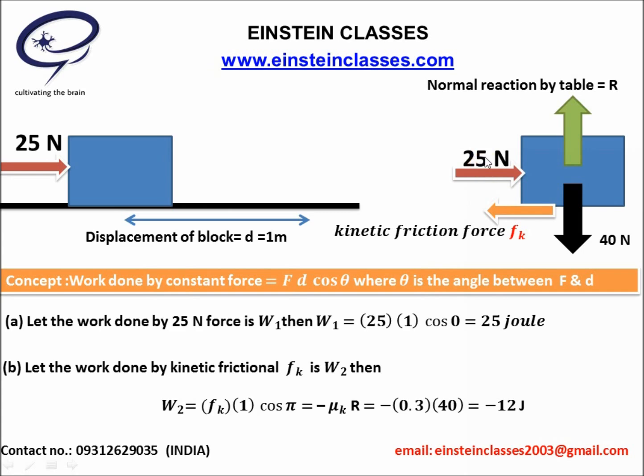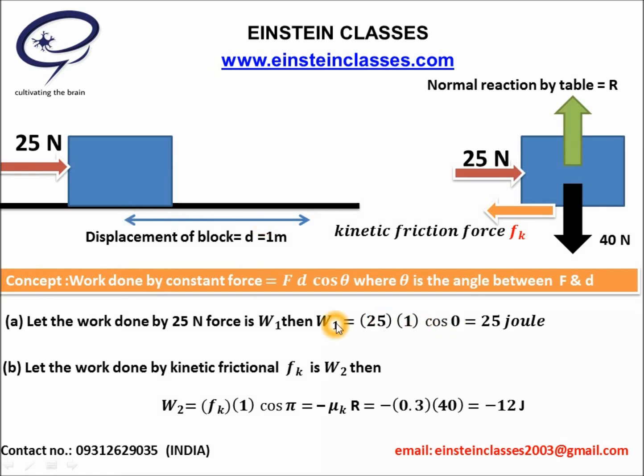First of all, we are going to find the work done by the 25 Newton force, and let the work done by this 25 Newton force be W1. Then what we have to write down? F d cos theta. The magnitude of force is 25 Newton. The magnitude of displacement of the block is 1 meter, right? And the angle between the force and displacement equals 0 degree, because the force is acting towards right and the displacement is also towards right. Hence, the angle between them is 0 degree.